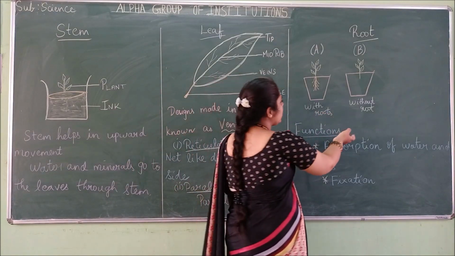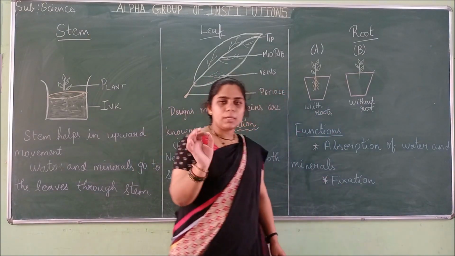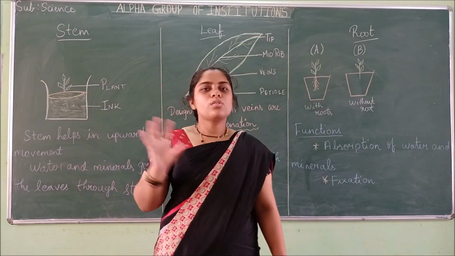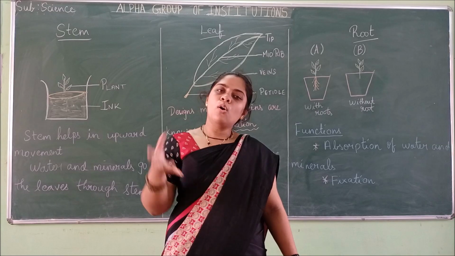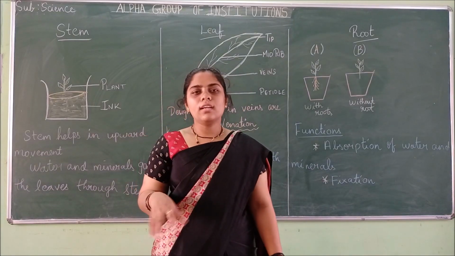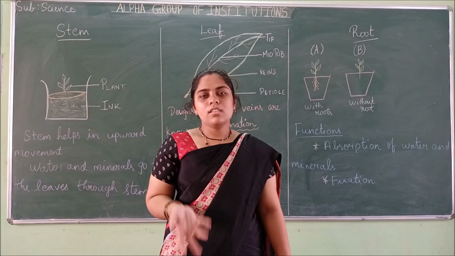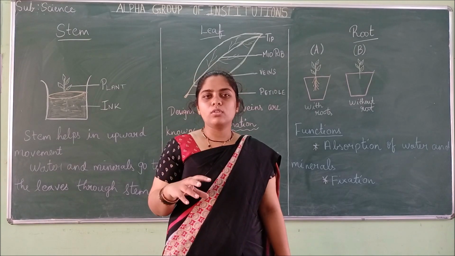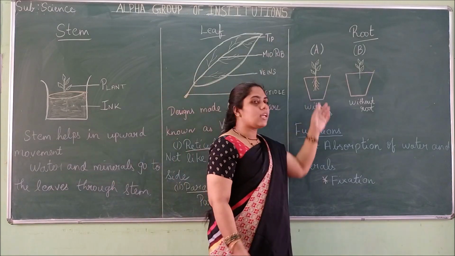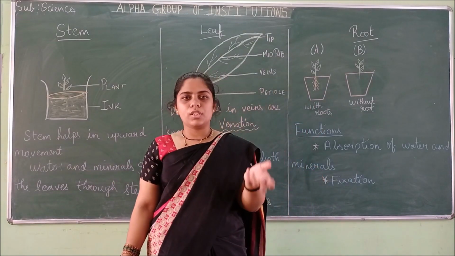Whereas if you see the plant without root, the B plant, what happens? It does not grow. So why does it not grow? Both are in the soil. For both the plants we are watering. Why is it not growing? So you should think about it. Why is it not growing? Because the roots only will absorb the nutrients.